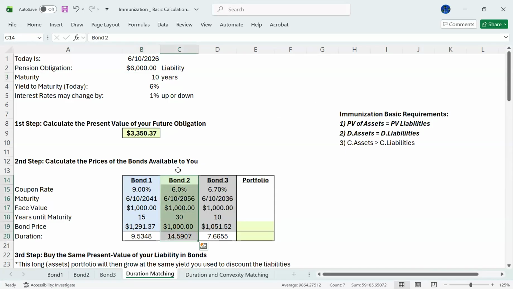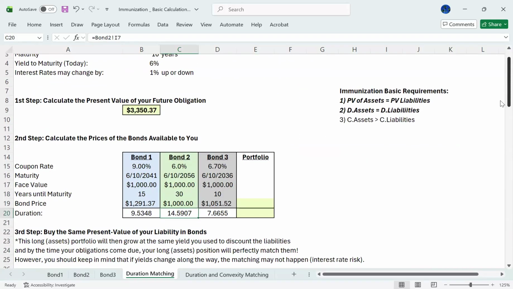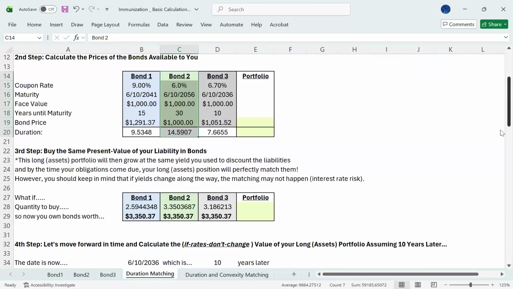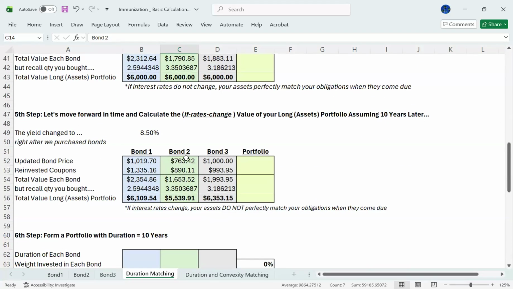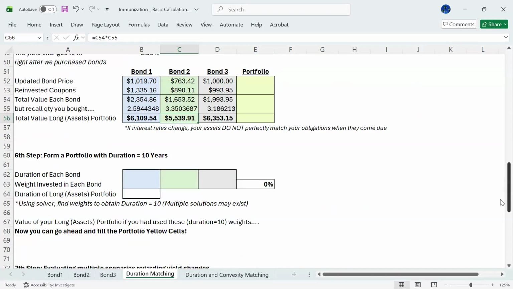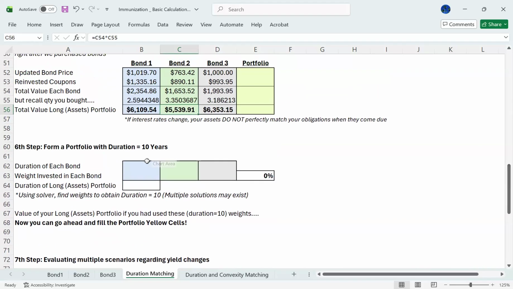Okay, but then this one has a long duration, much longer, 14.5, and then we can clearly see the problem. Rates moved in an unfavorable way, so my assets are much more sensitive to interest rates, and it's 14.59, their duration, and for that I got hit significantly, and that positions my assets below my liabilities. Now, so what can I do? Okay, let's form a portfolio where I have a duration that is exactly 10 years. And if I do that, then I would be immunized.